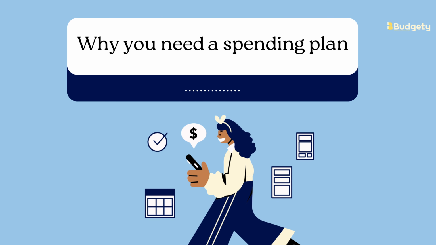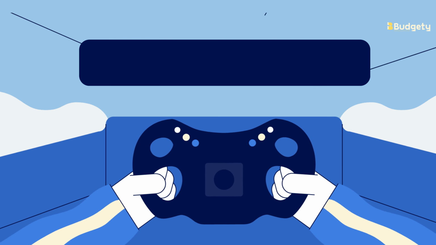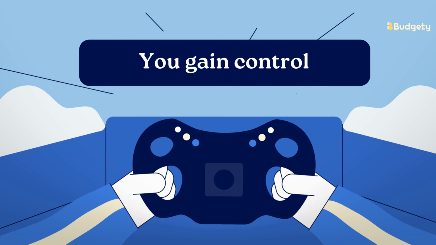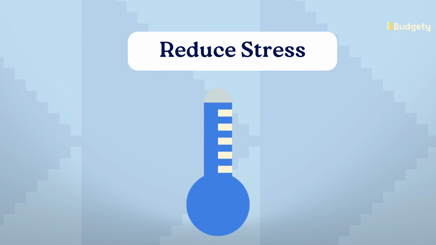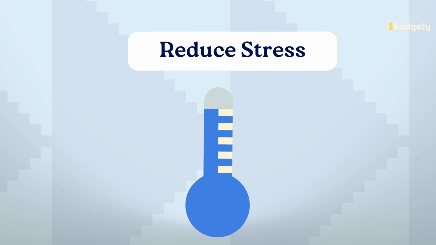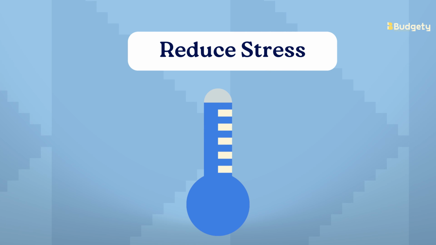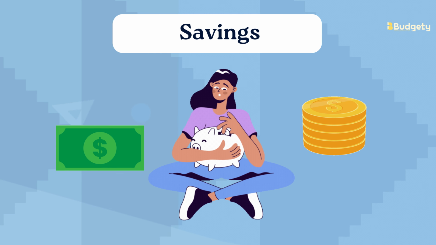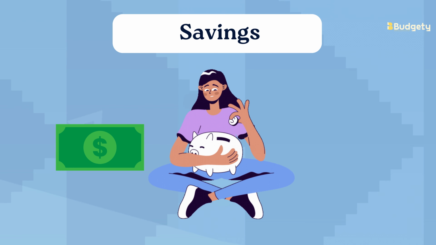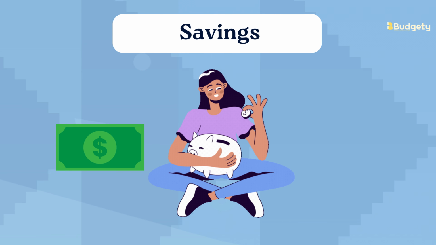Let's get into why you need a spending plan. 1. You gain control. Without a plan, you're just reacting to expenses as they come. 2. You reduce money stress. There's no guesswork. You know exactly where your money is going, and it keeps you from worrying about overspending. 3. You can actually save. A spending plan helps you build savings realistically, even if it's your first time trying.